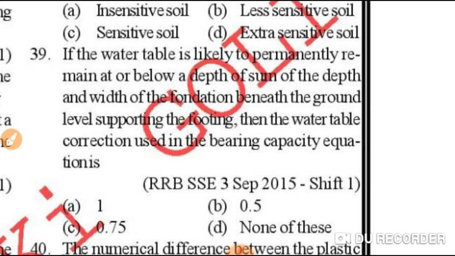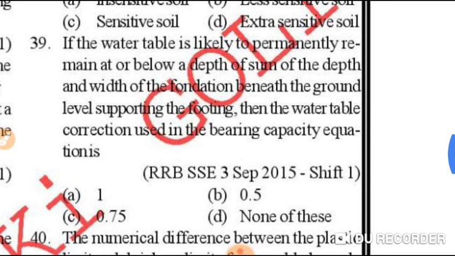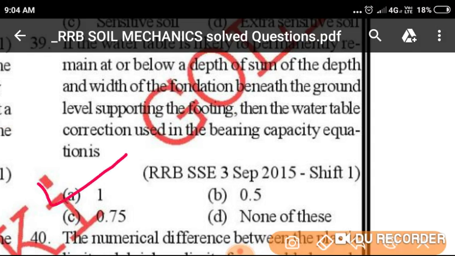If the water table is likely to permanently remain at or below a depth equal to the width of the foundation beneath the ground level supporting the footing, then the water table correction used in the bearing capacity equation is: option A, 1; option B, 0.5; option C, 0.75; option D, none of these. So the water table correction used in the bearing capacity equation is 1. Option A is the correct answer.